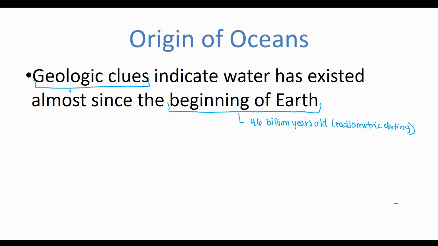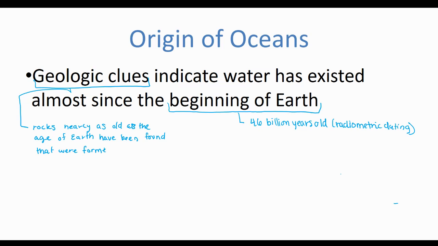And what geologic clues are we talking about? These geologic clues are going to be rocks that are nearly as old as the age of Earth. Rocks that are nearly as old as the age of Earth have been found, and these rocks were formed from sediments deposited by water. So since we have really old rocks that were deposited by water, we know that water has existed almost since the beginning of our planet.